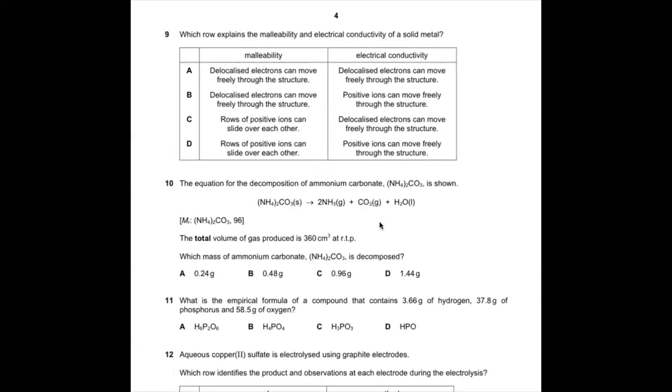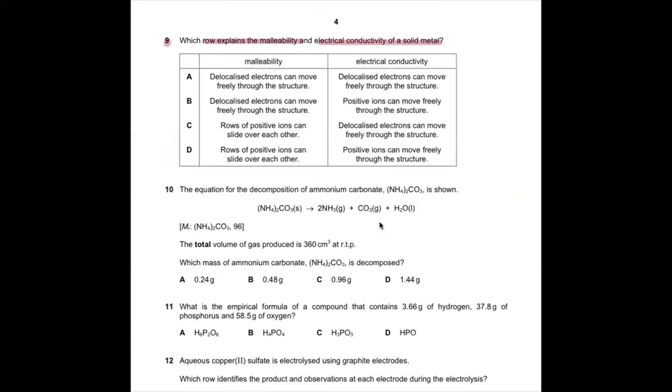Now, MCQ number 9. Which statement explains the malleability and electrical conductivity of a solid metal? First, let's have a look at malleability. Delocalized electrons can move freely. No, that is not malleability. Rows of positive ions can slide over each other. Yeah, so that is malleability. Now, electrical conductivity. Positive ions can move. No, positive ions can't move. Electrical conductivity is due to the delocalized electrons moving freely through the structure. So option C is correct. A, B, and D are excluded because they were wrong.